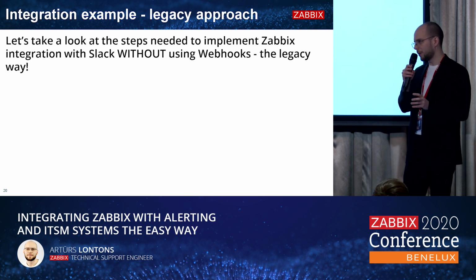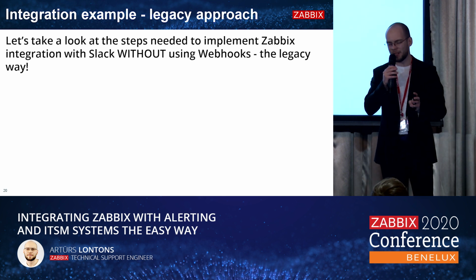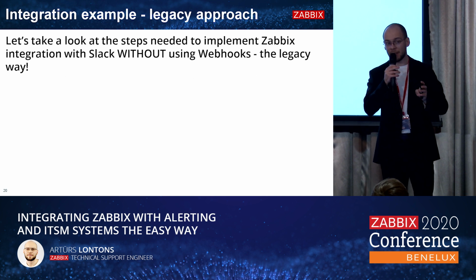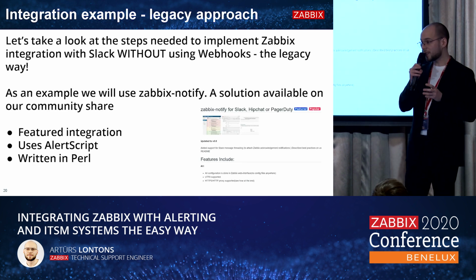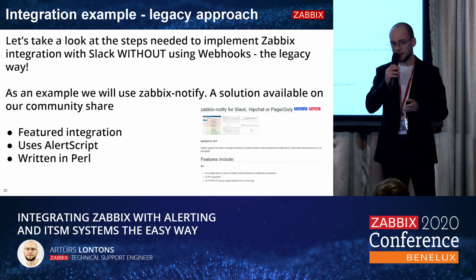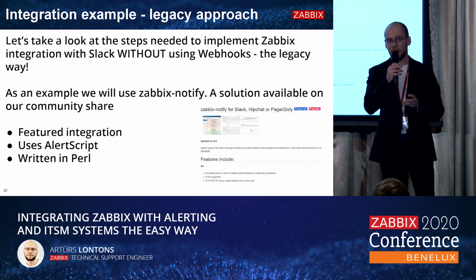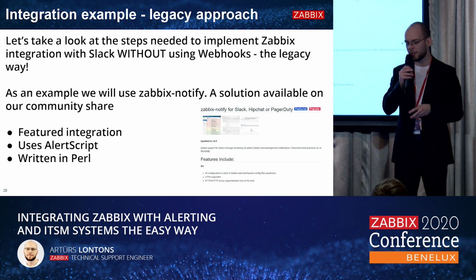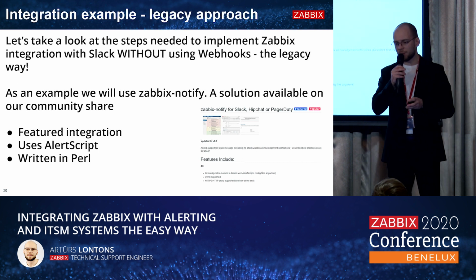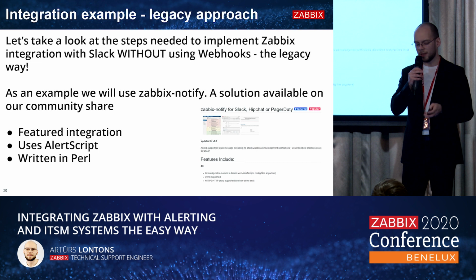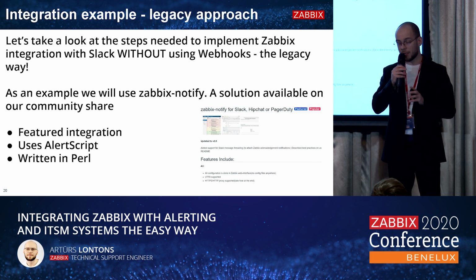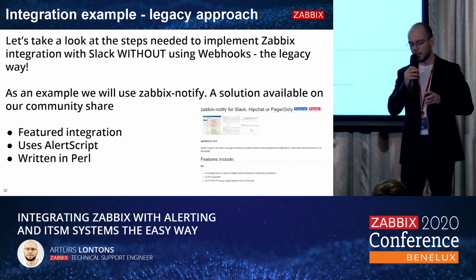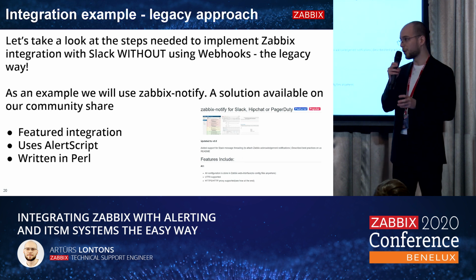So let's just compare. Let me show you how complex and what kind of problems you could have encountered with the legacy approach and how simple it is now. As an example, we will use a featured and popular Zabbix Share integration, also with Slack, HipChat, and PagerDuty. It's a 3-in-1 provided by a very prominent member of our community. It's pretty well documented, and it uses an alert script written in Perl.